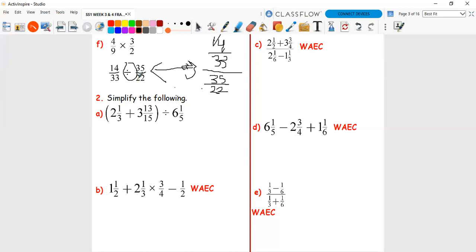So how do you solve? All you need to do is that you turn the other one upside down. Yes, you turn this one upside down, this one inside the box. You turn it upside down. So let me just trace it out for you. I'm going to trace it down here. So what I'm going to have is 14.